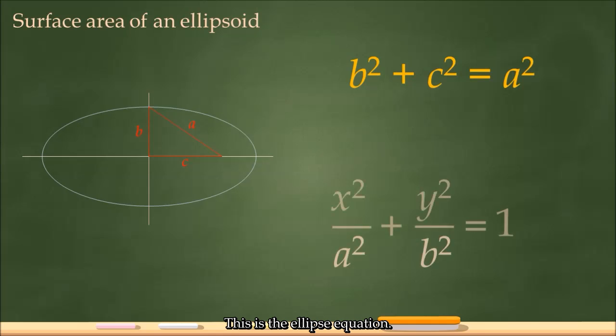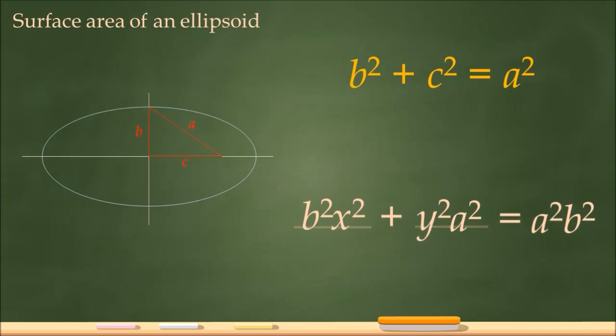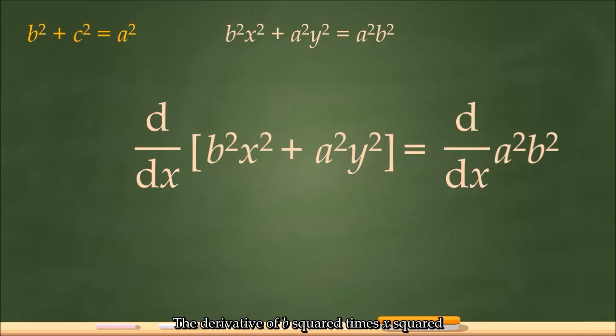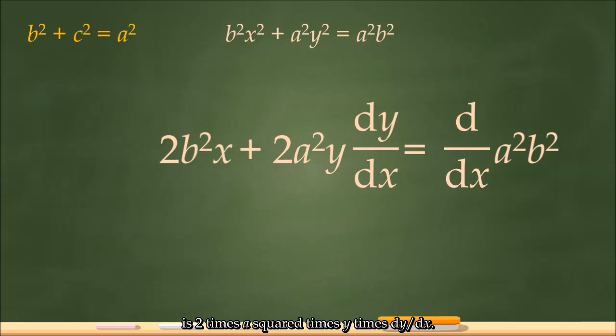This is the ellipse equation. Let's factorize b squared. Now let's factorize a squared. Let's differentiate. The derivative of b squared times x squared is 2 times b squared times x. The derivative of a squared times y squared is 2 times a squared times y times the derivative of y with respect to x. The term on the right is a constant, thus its derivative equals 0.